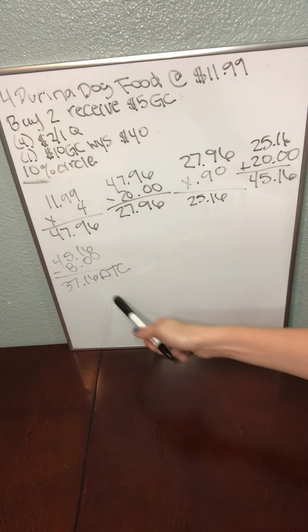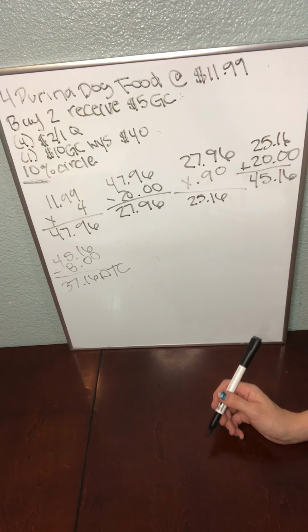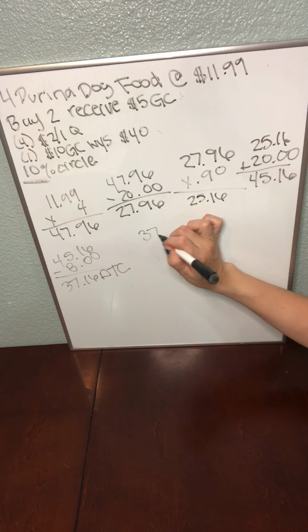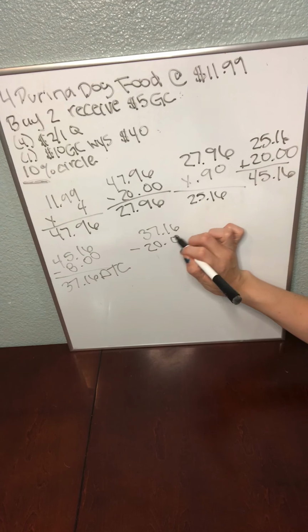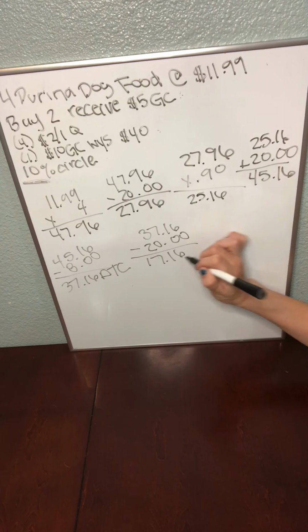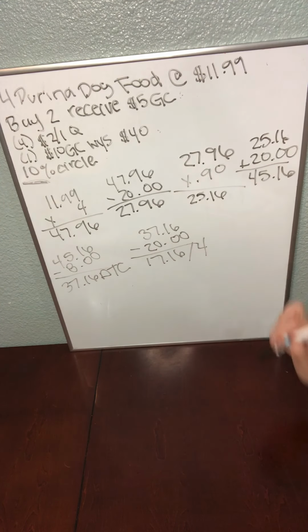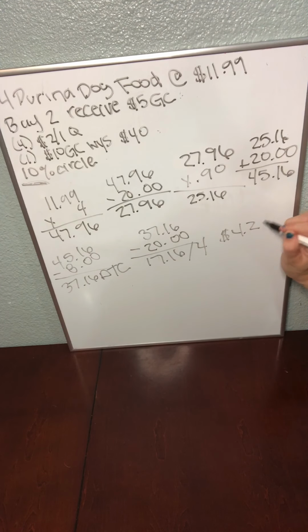And just like before, once we pay him, he's going to give us some gift cards back. So we have $37.16 minus the $20 in gift cards. That'd be $17.16. Divide that by 4, and we get $4.29 a bag. So we save a little bit more there.